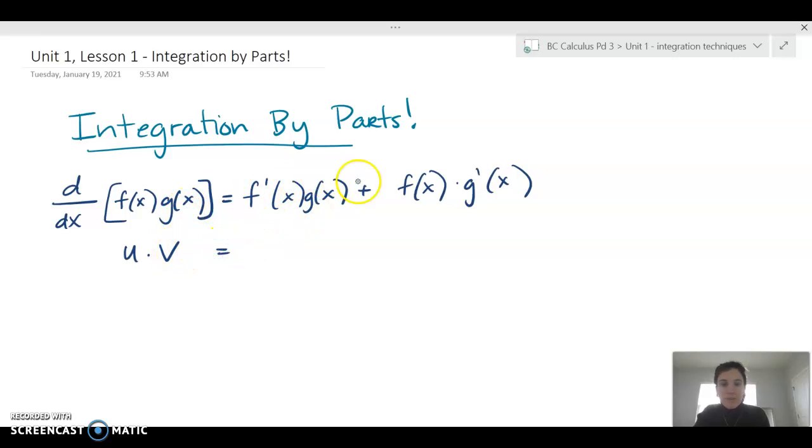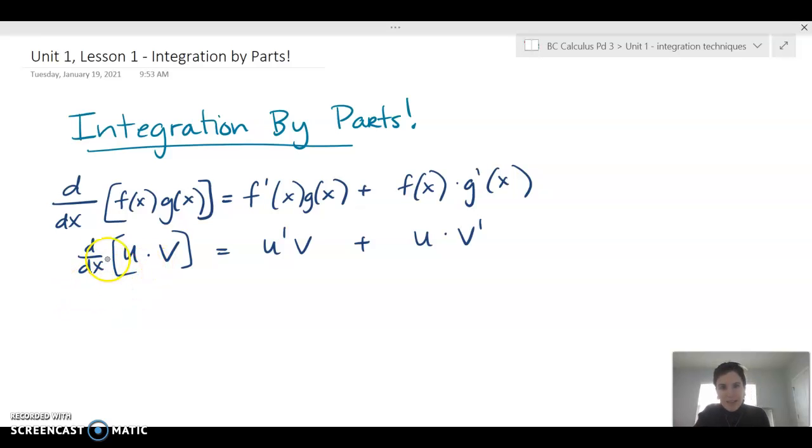So that means if I'm going to replace it over here, that f prime of x would be u prime, g of x would just be v, then we have f of x was our u, and g prime was our v prime, okay? So here is our product rule, with u's and v's instead of f and g.